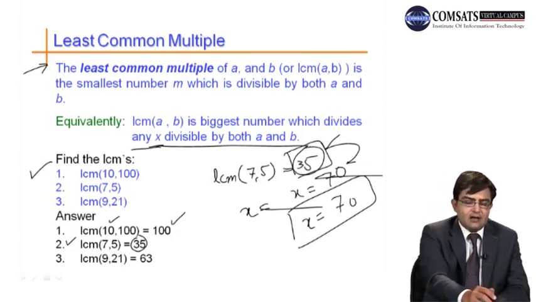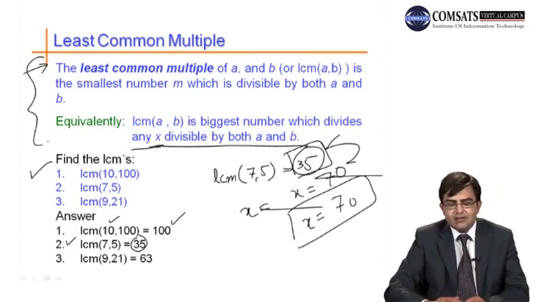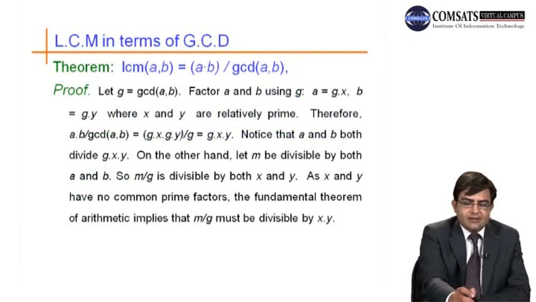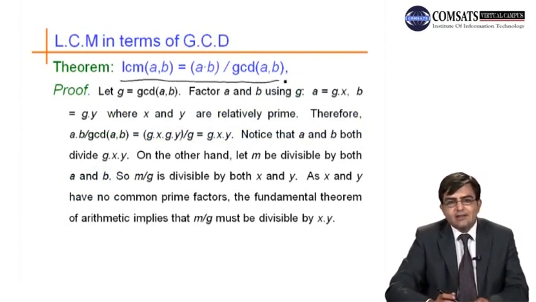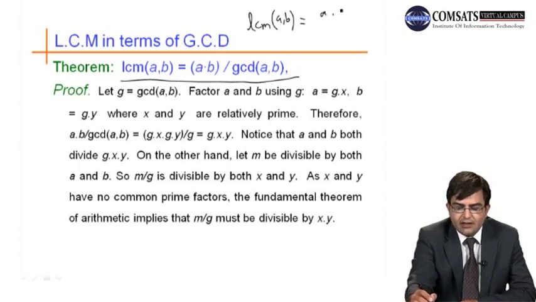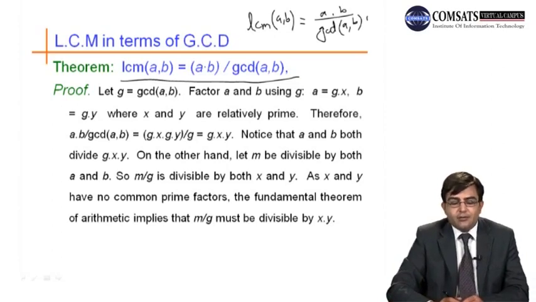So these two definitions are basically logically equivalent. There is a relation between LCM and GCD. This is a general result in which we say that the LCM of any two numbers A, B is equal to the product of those numbers divided by their greatest common divisor. We can write it as LCM of A, B is equal to A into B divided by GCD of A, B. So we have to prove this result.